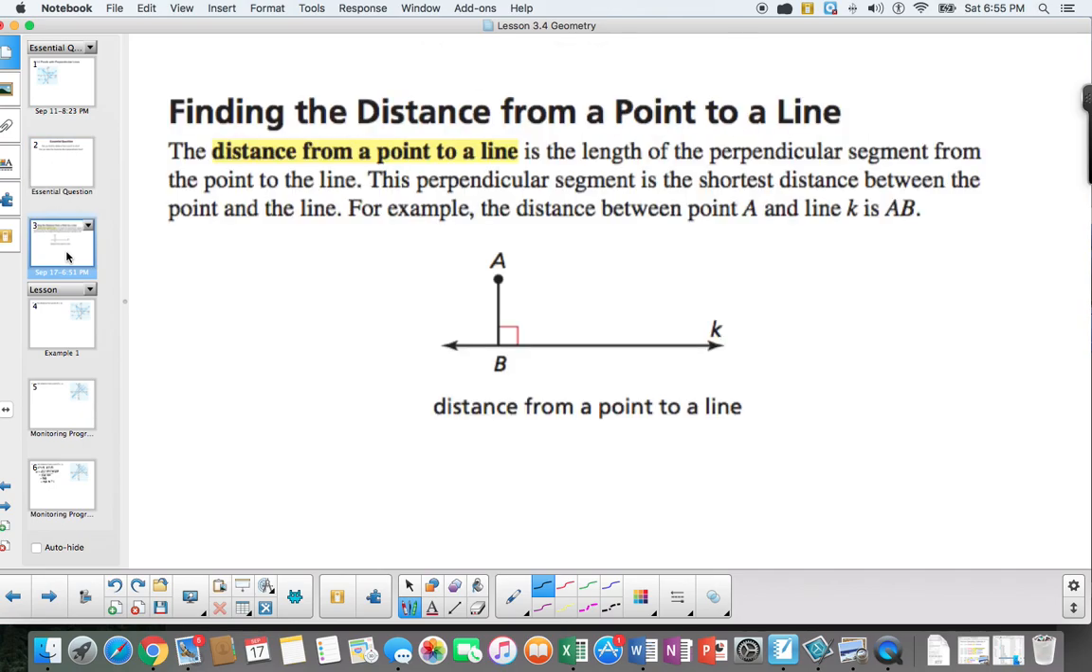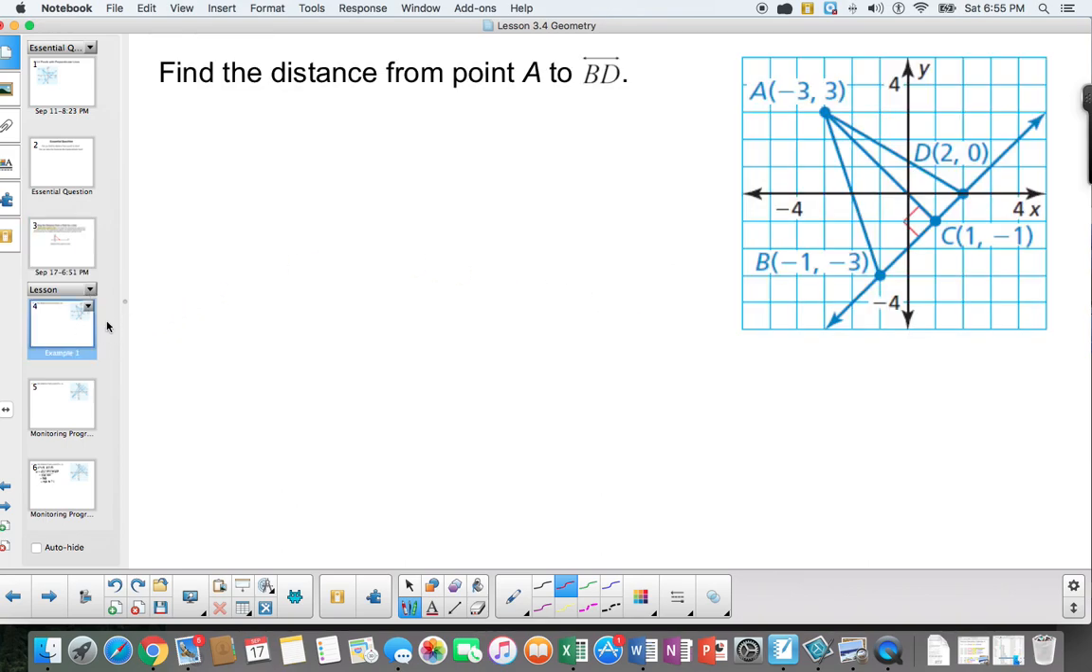First, let's talk about distance from a point to a line. It is the length of the perpendicular segment. So this right here is what we call a distance from a point to a line. This is a path to the line, but it's not the distance because it's not perpendicular. All right, let's go ahead and find the distance. Notice that we want to go from point A to this line right here, and the shortest path will be this one right here.